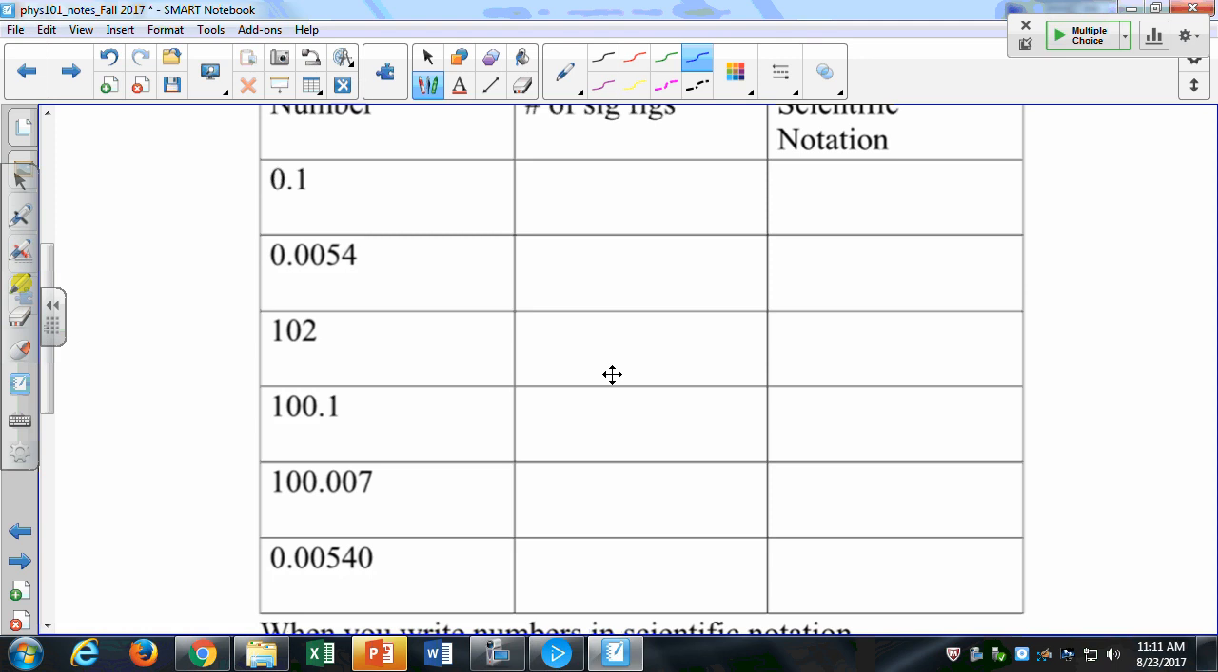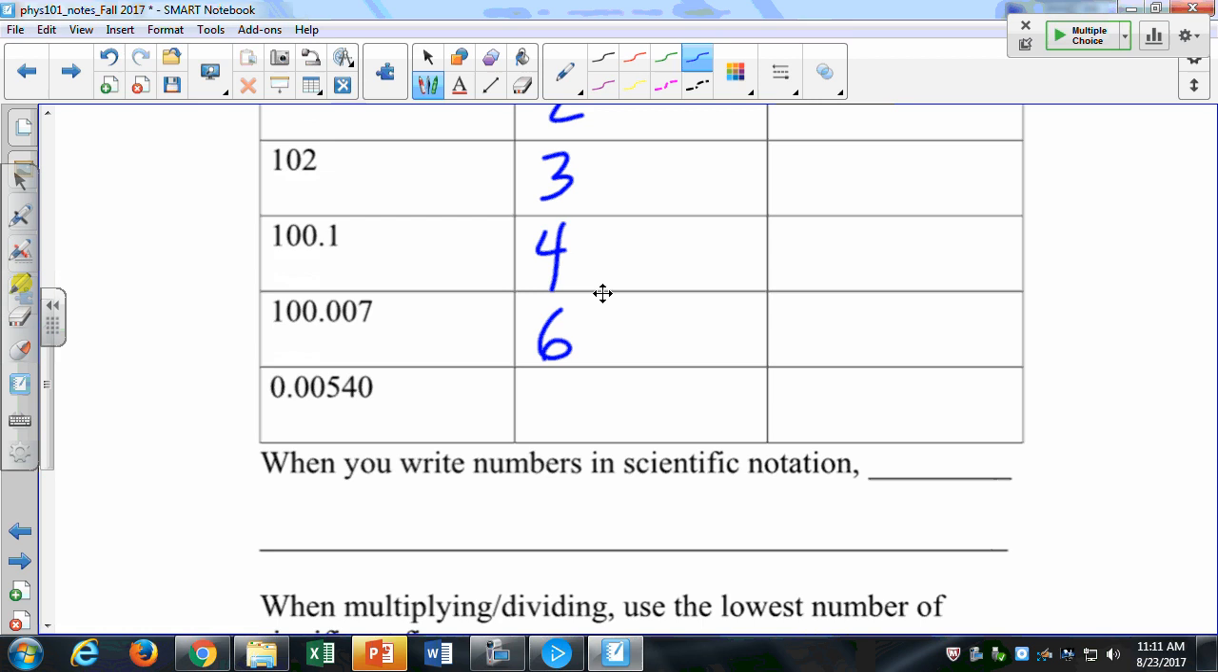0.1, how many digits does that have? It has 1, right? Only the 1 here. This is just a placeholder. 0.0054, how many does it have? It has 2. Right, so it has 2 sig figs. These are our sig figs. 102, how many? It has 3. What about the 0? That's a reliably known digit. It has 3. It's not a placeholder. 100.1, 4. 100.007, it has 6, and 0.0054 is 0. That's 3. That's very good. The 5, the 4, and that last 0 are reliably known digits.